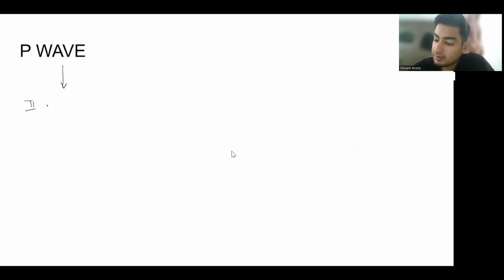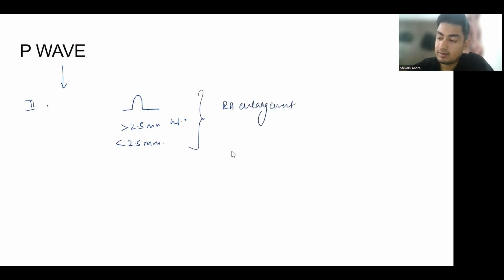In lead 2, suppose the P wave is tall, that is, more than 2.5 mm in height, but the width is normal, that is less than 2.5 mm. It represents RA enlargement. And the most common cause of RA enlargement is pulmonary hypertension, so it is also known as P pulmonale.